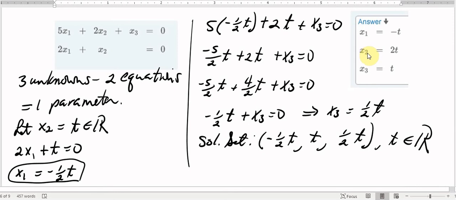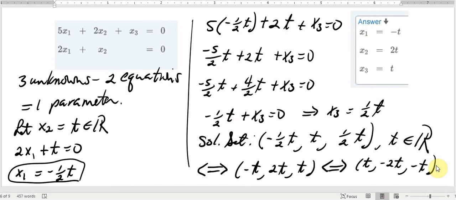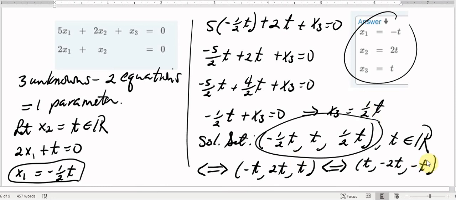If you compare x sub 2 to x sub 3, x sub 2 is twice the size of x sub 3. You see that x sub 2 here is t, which is twice 1 half t. So you can simply take this solution and multiply each term by 2, and that's equivalent, so you get negative t, 2t, t. Or if you want, you can even multiply by a negative, so that'd be t, negative 2t, negative t. All of those would be equivalent solutions. WebAssign will take this answer, it'll take this answer, it'll even take that answer.